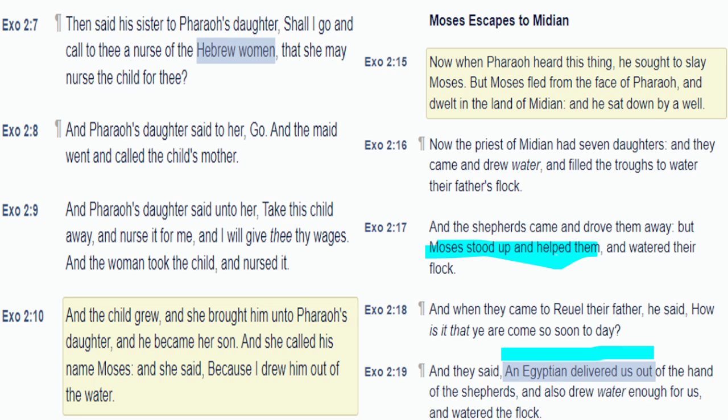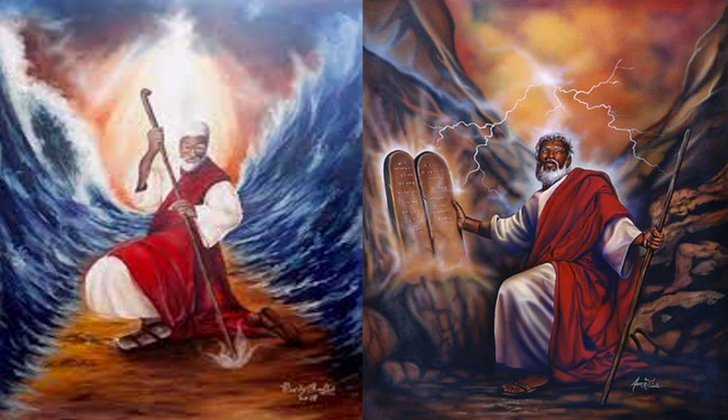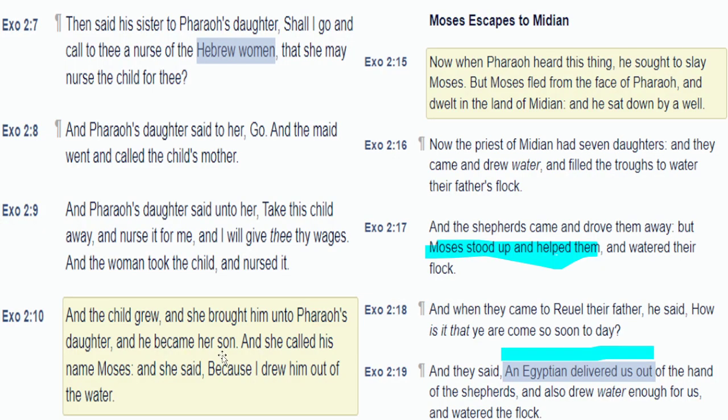And when they came to Reuel, their father, meaning, mind you, these are Midianites, he said, how is it that ye are come so soon today? And they said, an Egyptian delivered us out of the hand of the shepherds and also drew water enough for us and watered the flock. So this is what they tell their father about Moses, right? They said, an Egyptian man helped us.